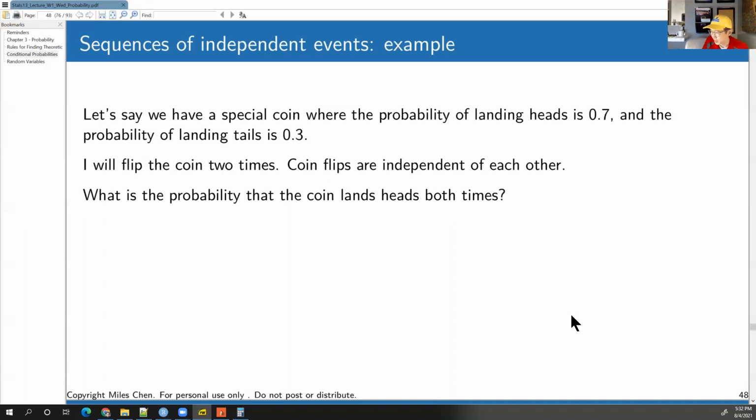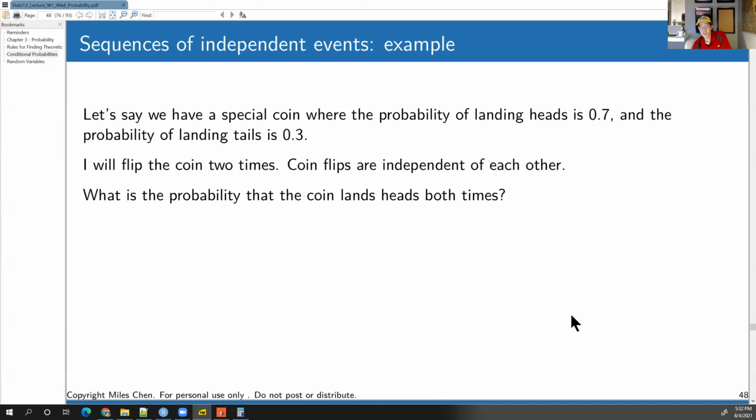And it could be a little bit odd. So we're going to just say that the probability that the coin lands heads is 0.7. Somehow this is a special coin. The probability that the coin lands tails is going to be 0.3. And what's going to happen? I'm going to flip the coin 2 times. The coin flips are independent of each other.